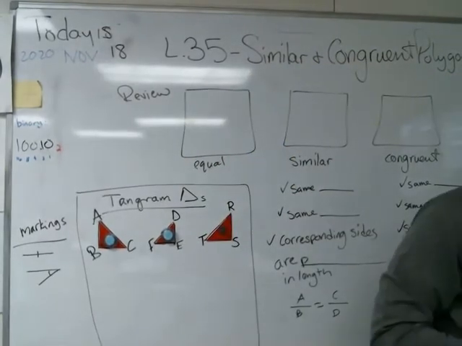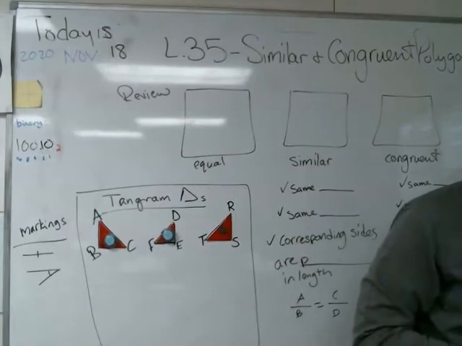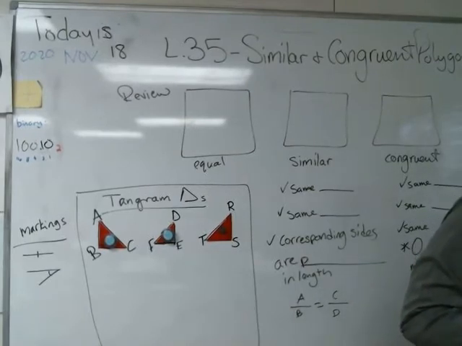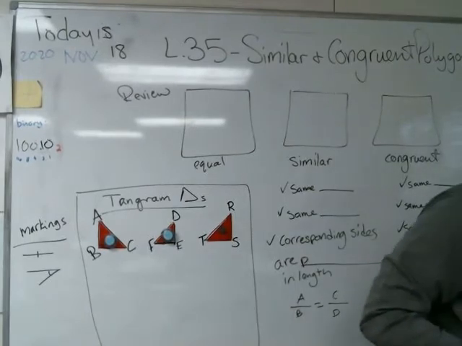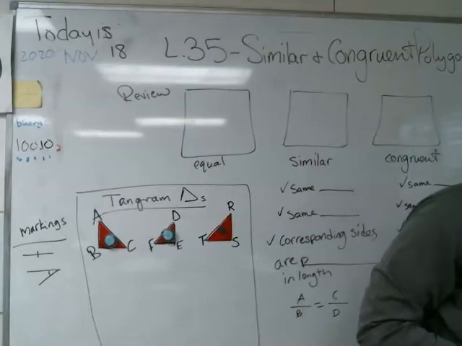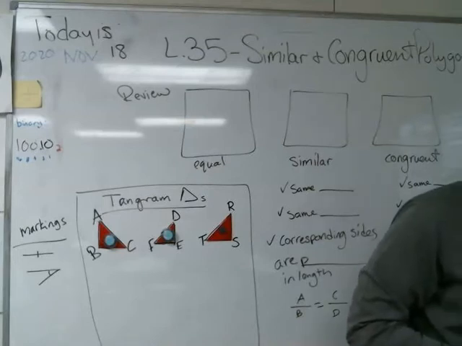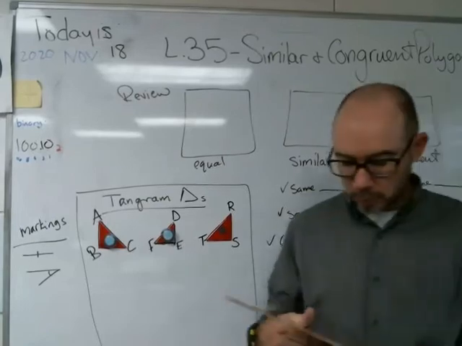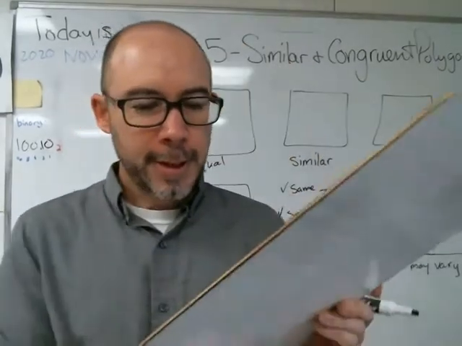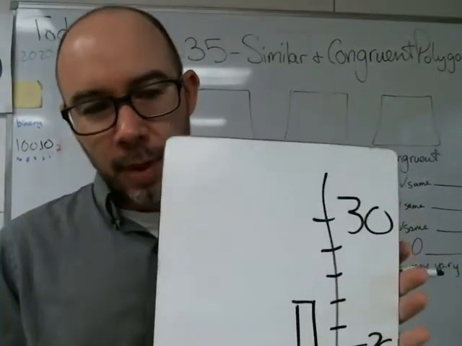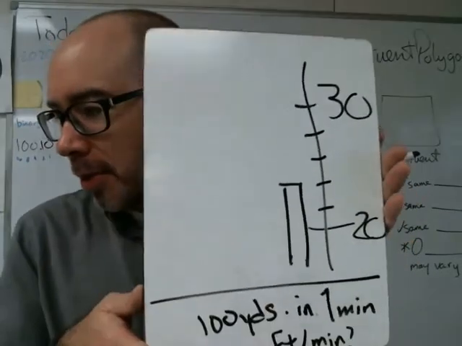100 yards in 1 minute. Feet per minute. Okay. Got a thermometer, really lame thermometer.